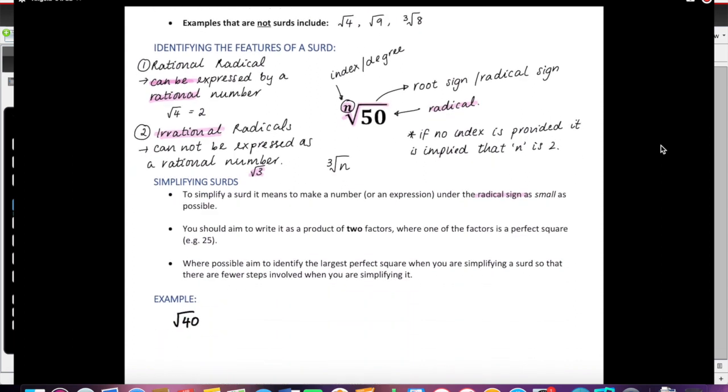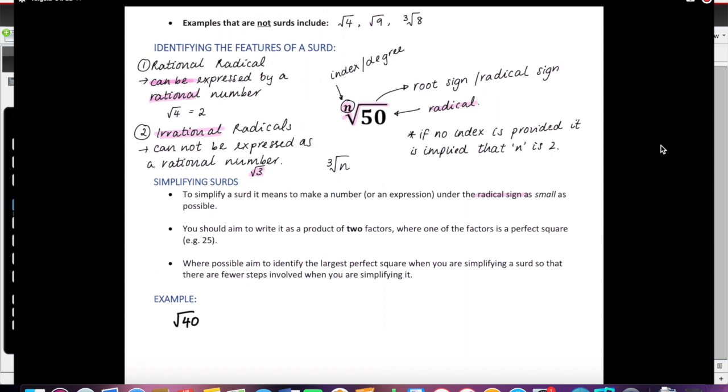So if we move into simplifying surds, the theory says that in order to simplify a surd, we need to make the number or expression under the radical sign as small as possible. That's your biggest hint here. You should aim to write it as a product of two factors, where one of the factors is a perfect square. We know our perfect squares could be 4, 25, it could be 100.